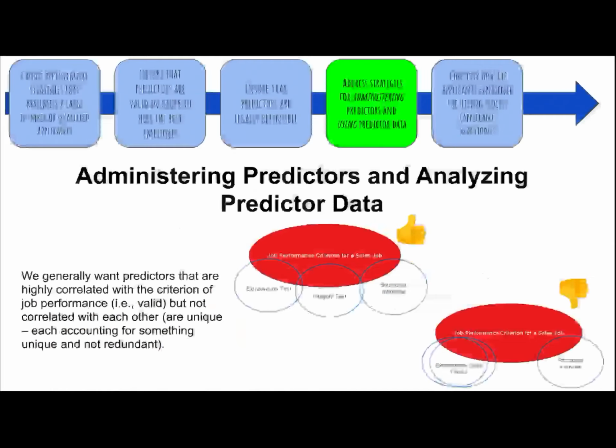You'll see the two that are really overlapping in the thumbs down diagram are extroversion tests 1 and 2. We can all agree it's kind of pointless to give the whole group of applicants 2 different tests on extroversion if they're found to be highly correlated with each other in the first place. It's redundant.